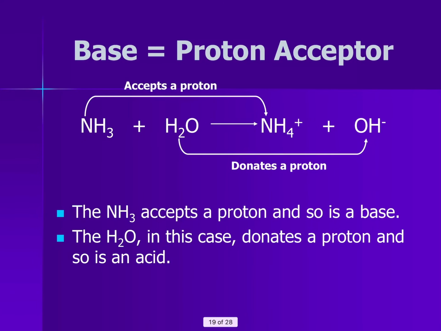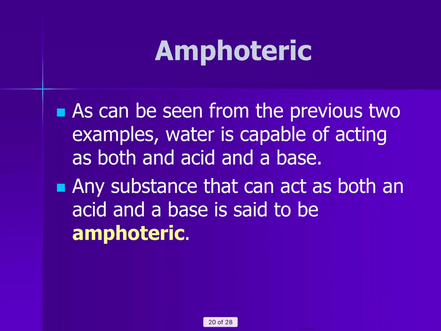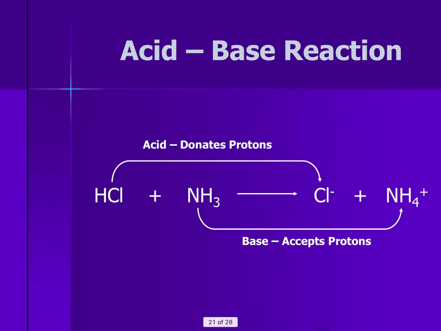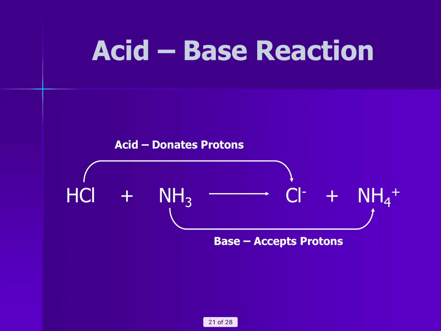Bronsted and Lowry then said bases were proton acceptors. You can see an equation there where you have the NH3 accepting the proton, becoming NH4 plus. Here the water is actually acting as an acid because it's donating a proton. So you can see that water can act as an acid and a base. We call something like that amphoteric. Aluminium oxide is another substance that can act as both acid and base. So can you identify here which is acting as the acid, which is acting as the base?